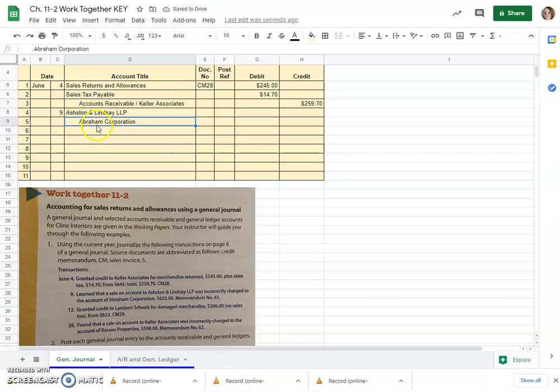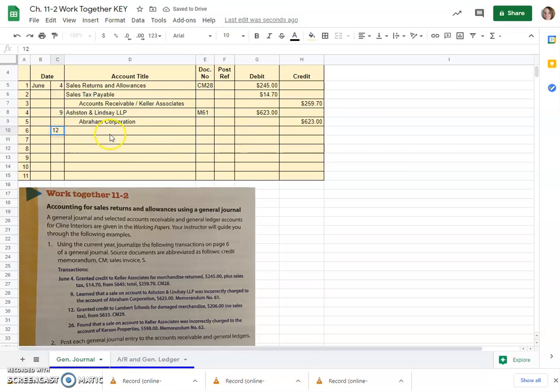Now we have to swap these two. So this one will be credited and this one will be debited, because there would have already been a debit to Abraham Corporation for this amount that was wrong. So $623 on both of them. And this was, again, Memorandum 61.